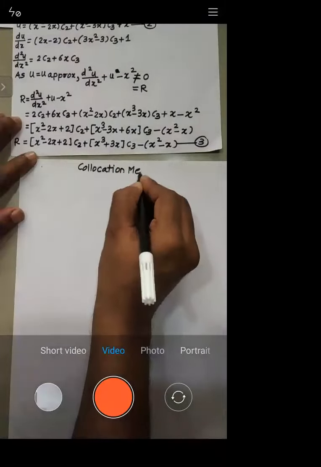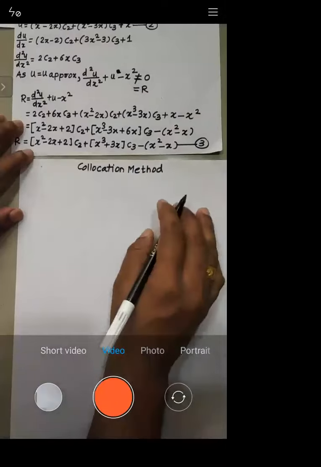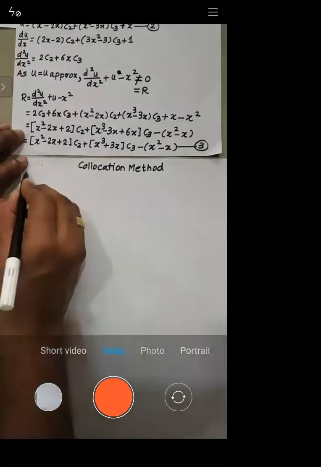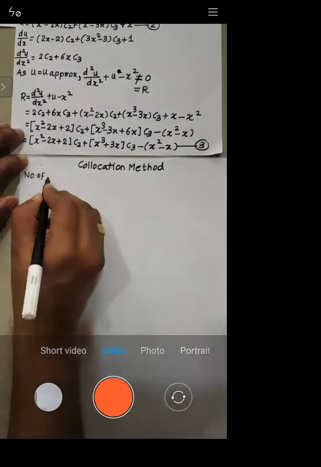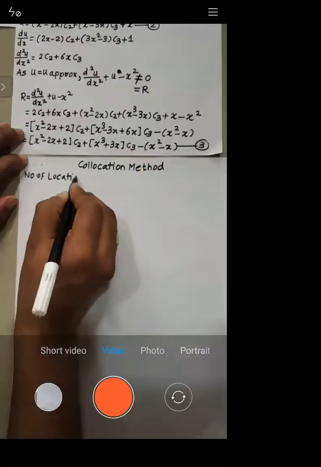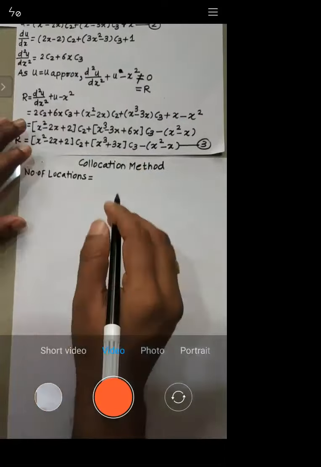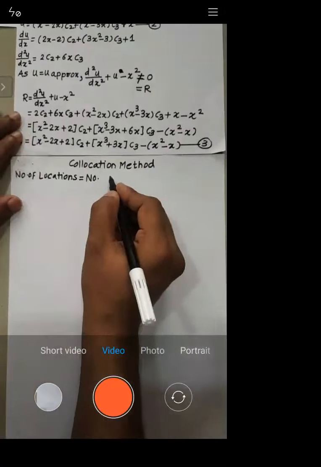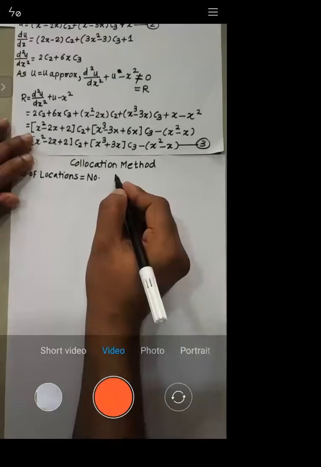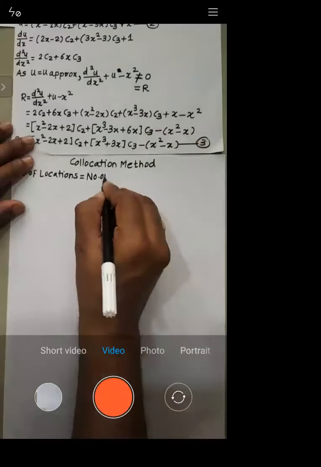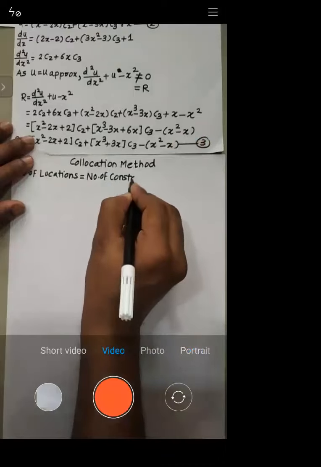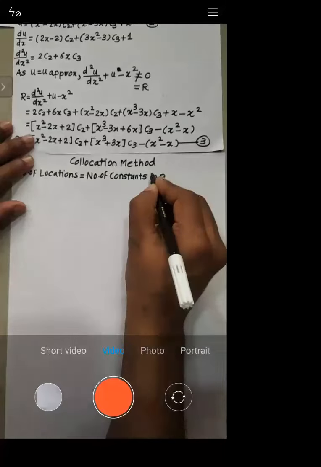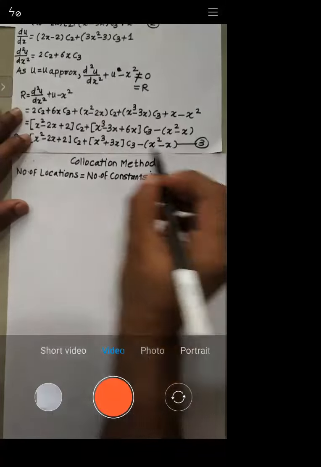See, collocation method. As the name indicates, what is collocation? Locations, right? Collocation is basically locations. So you need to take locations, and how many locations will you take? I told you already in the last lecture. The number of locations is equal to the number of constants in the residue R. Understood?